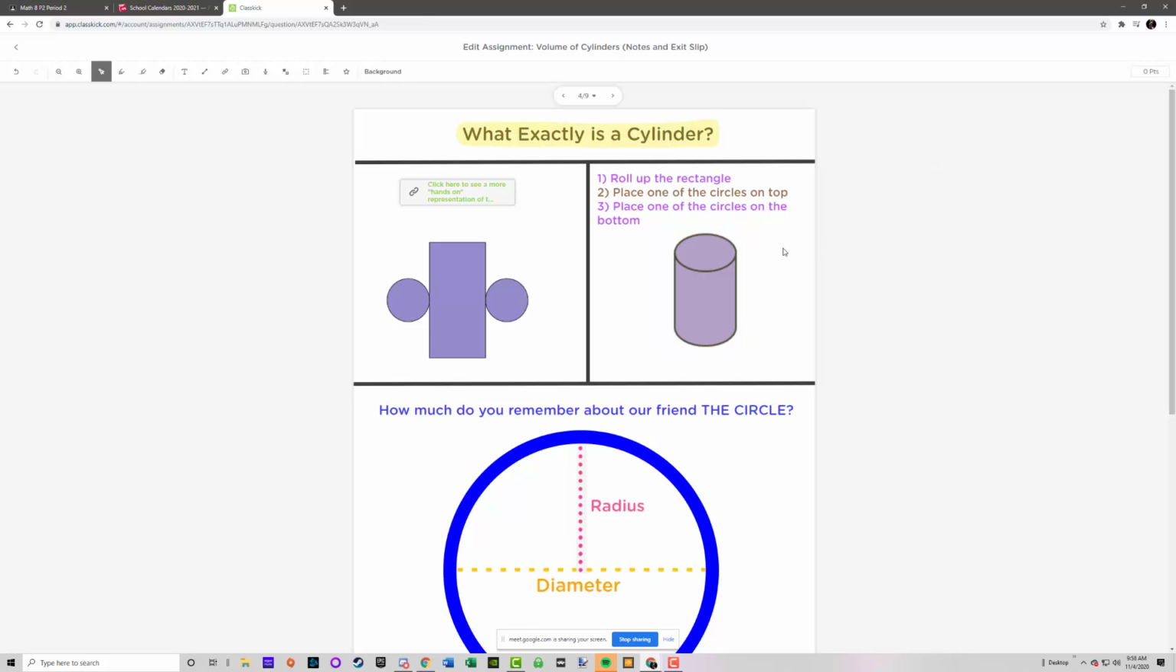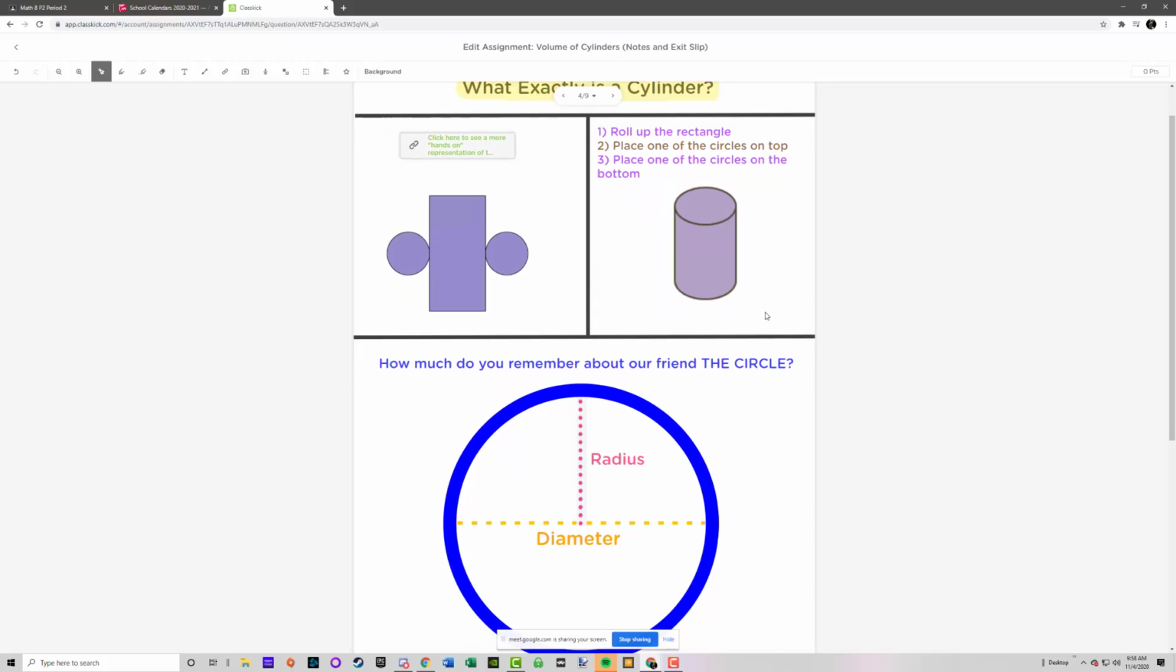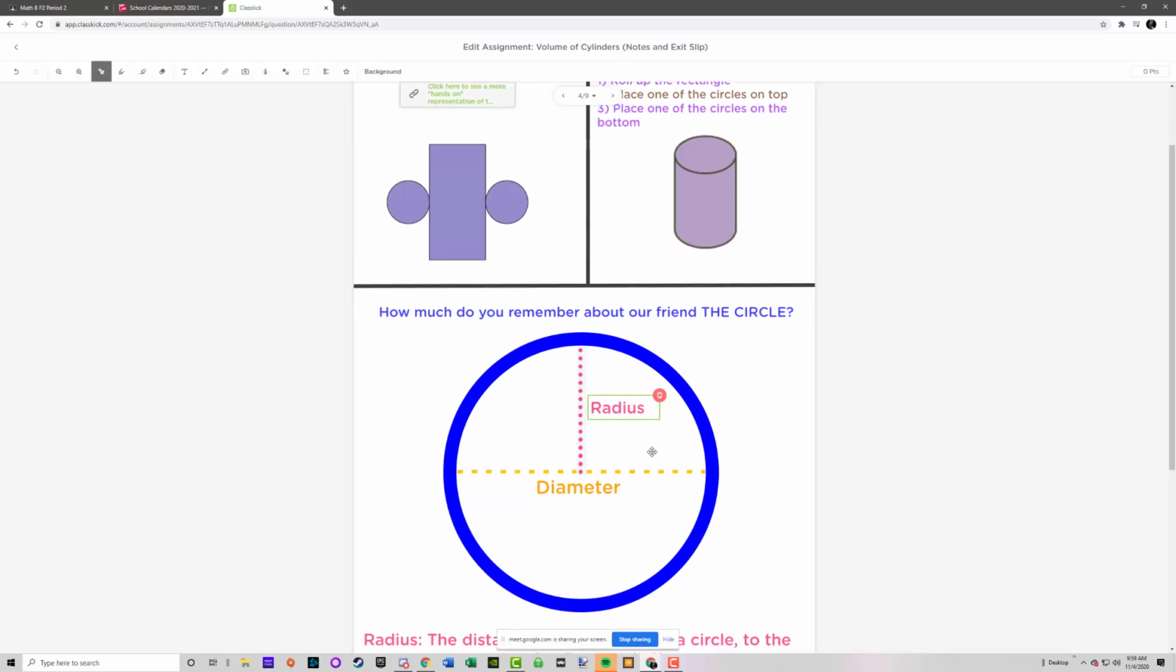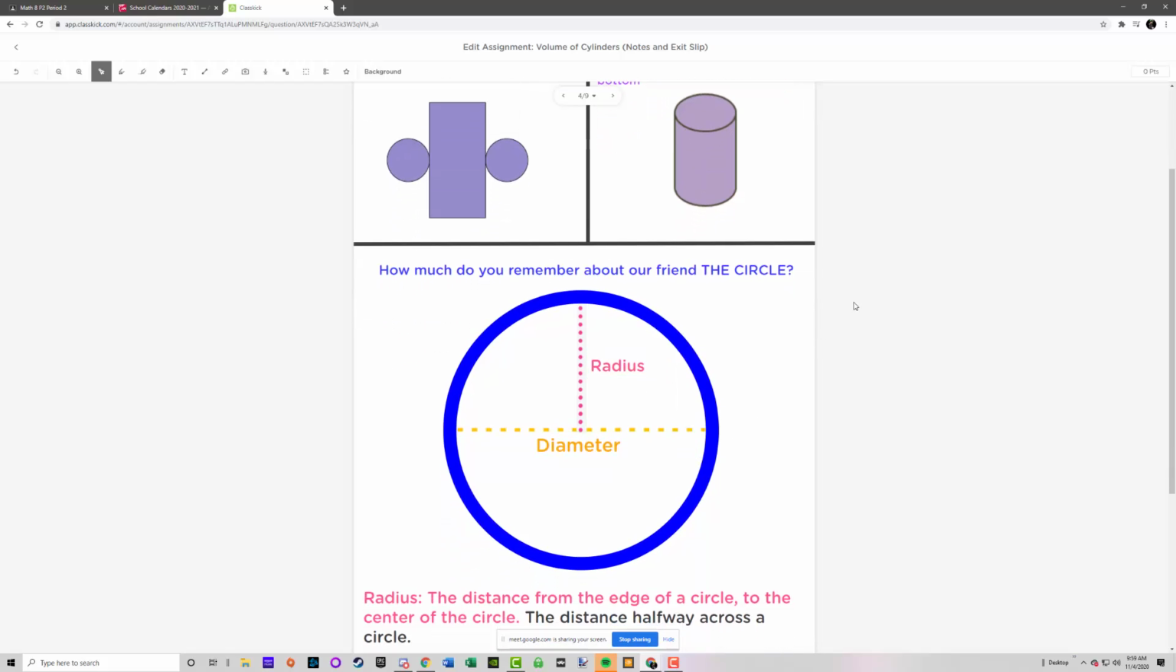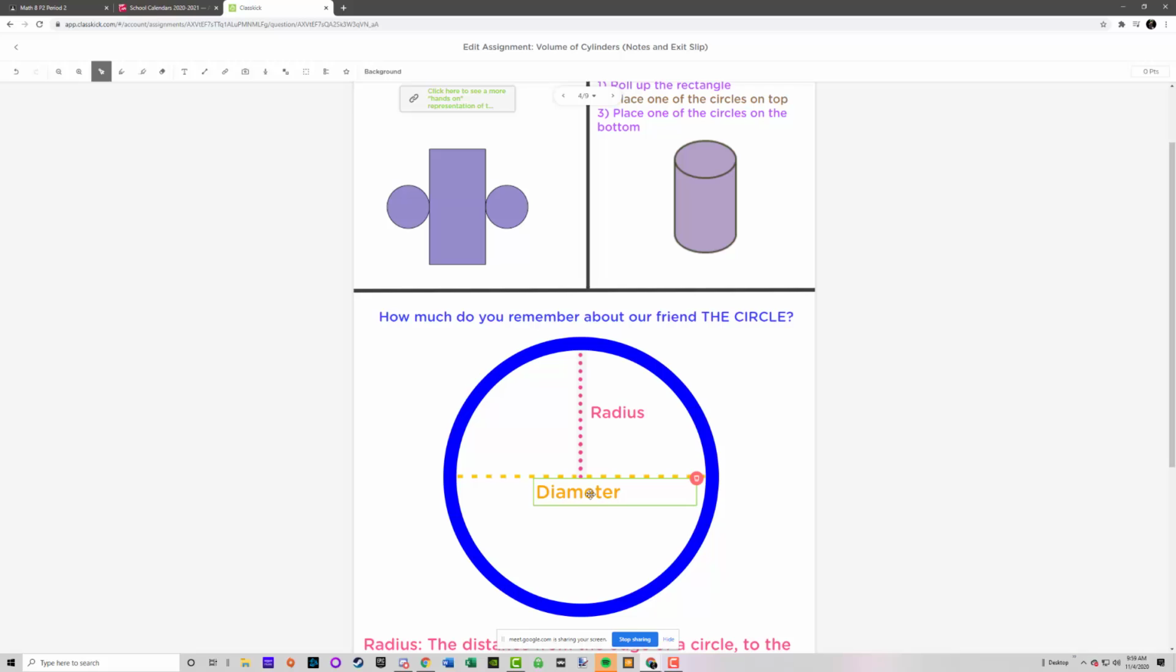Now again, because of that circular base and bottom, we have to apply a couple of things about the circle that are taught at earlier grade levels to the formula that we're about to learn that deals with the cylinder itself. So there's two words that I need you guys to be familiar with. The first is radius, and the second is diameter.